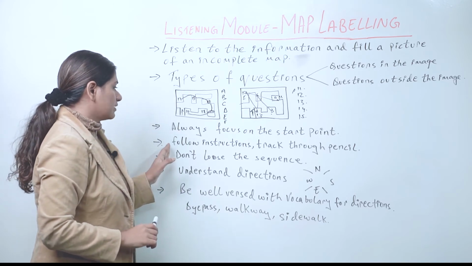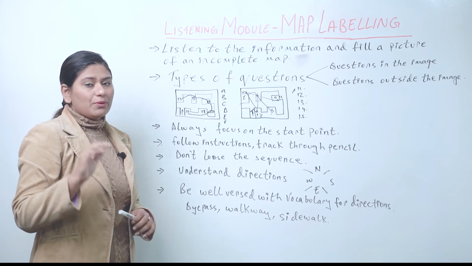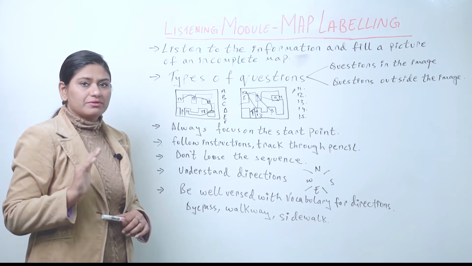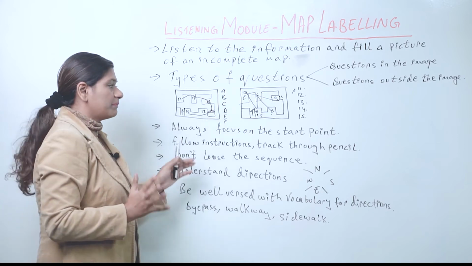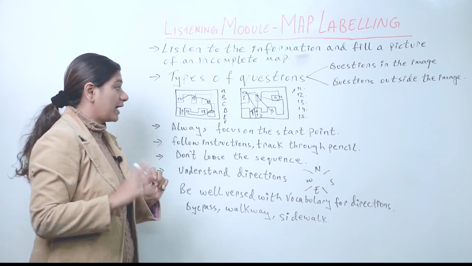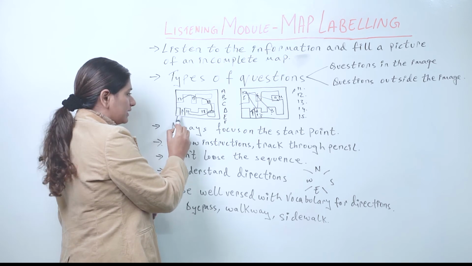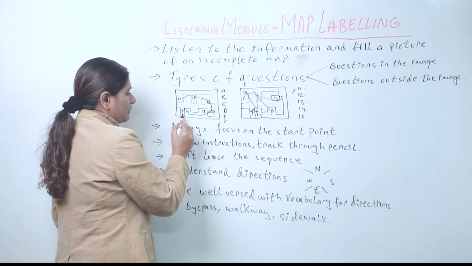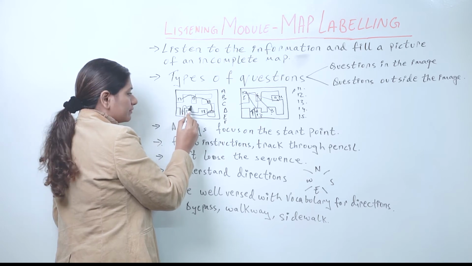Next point is follow instructions and track through pencil. Now many students find it not important, but it is very important, and it makes your life easy when attempting questions of map labeling. How? If you are following it with your pencil and the audio is playing, you are going exactly on track.